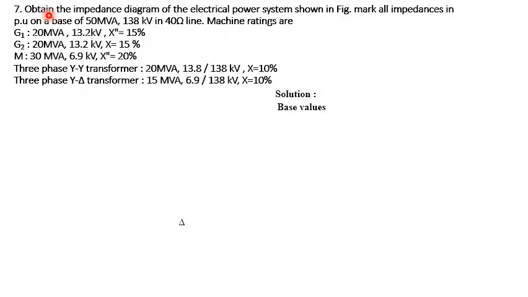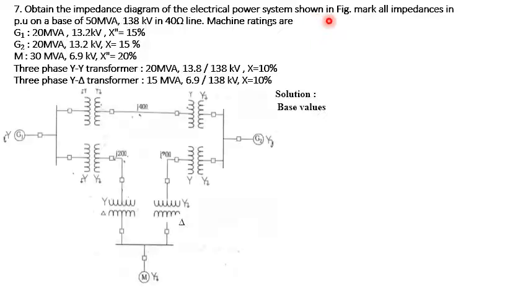Let's see another example. Obtain the impedance diagram of the electrical power system shown in the figure. Mark all the impedances in per unit on a base of 50 MVA, 138 kV in the 40 ohm line. So we have to mark that. Which one is the base, right? Look at this one line diagram.